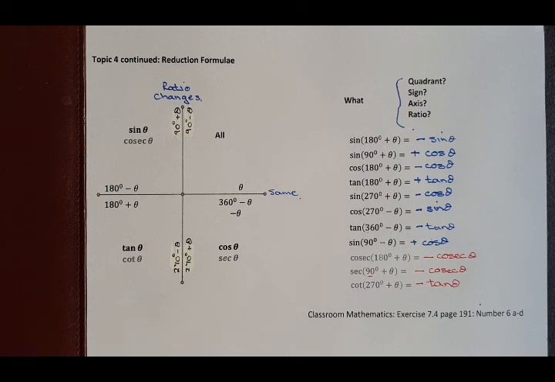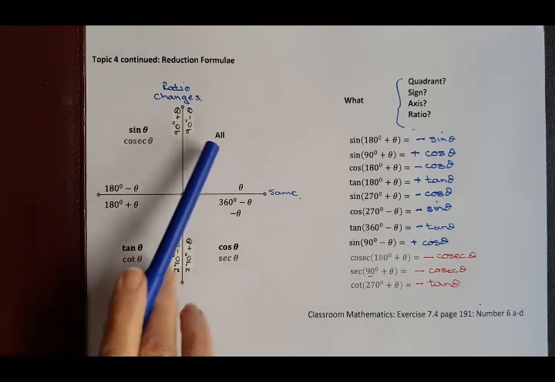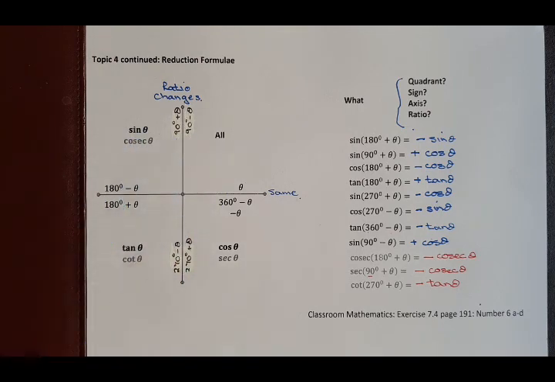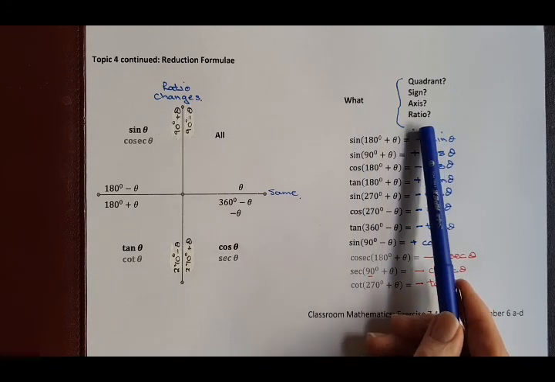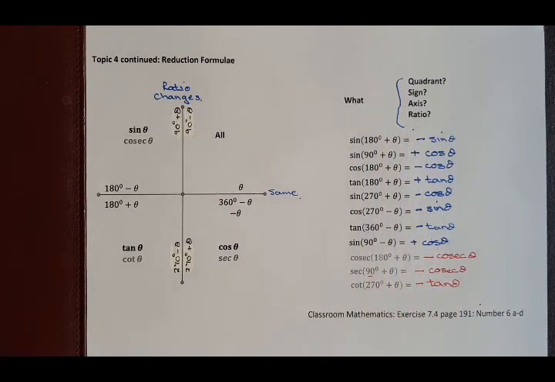So my suggestion is that when you're working out your reduction formula, you're essentially tidying up an angle. What you have to remember is the same diagram that you used last year, and those 4 little questions. What quadrant? What sign? What axis? And what ratio? And it's as simple as that.